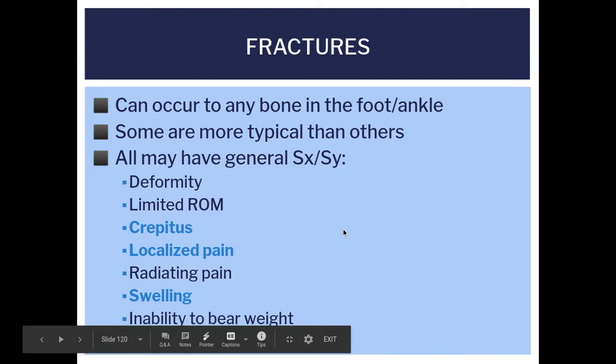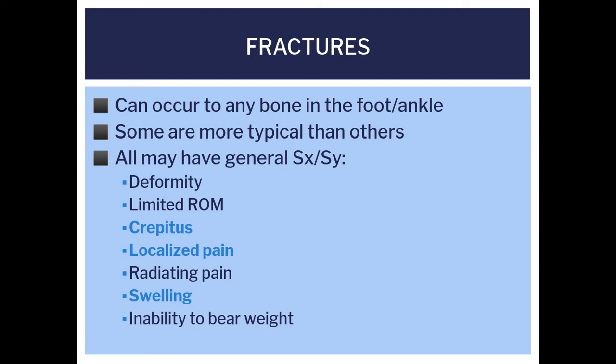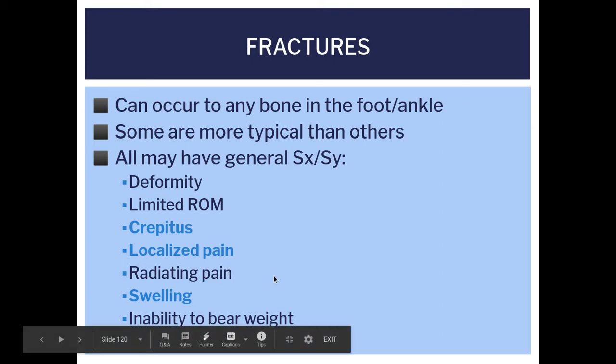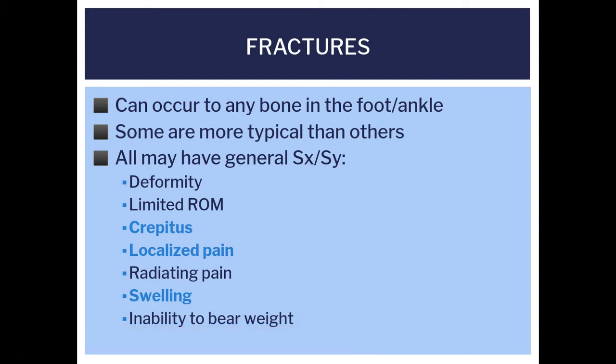So crepitus is that crunchy sound that you might hear, and that could be the actual bones, like if they're broken, the pieces kind of grinding over each other. They might have very specific pain, which would be localized. So you might ask them, "Where is your pain?" And they point at one specific spot, or it could be that it's radiating, where you can see the deformity in one spot, but they're having pain all over.